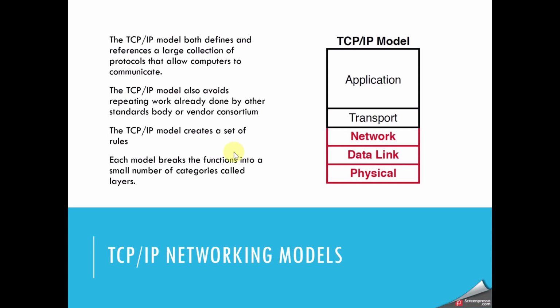To understand this networking model, it breaks the functions into a small number of categories called layers. As you can see here, we have a couple of layers: application layer, transport layer, network layer, data link layer, and physical layer. Technically in TCP/IP we had 4 layers. This is the 5-layer model, but in the past we had the 4-layer model. This shows a 5-layer model for you to understand the different layers easily.